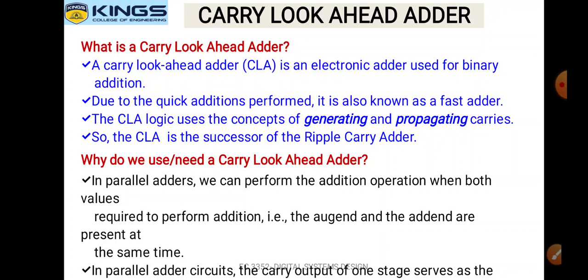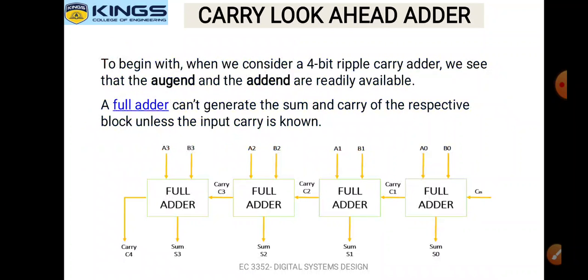So next, why do we use it? What's the need for a carry look ahead adder? In parallel adders, we can perform the addition operation when both values required to perform the addition, that is the augend and the addend, are present at the same time. To begin with, we are going to consider a 4-bit ripple carry adder. Here, the augend and the addend are readily available.